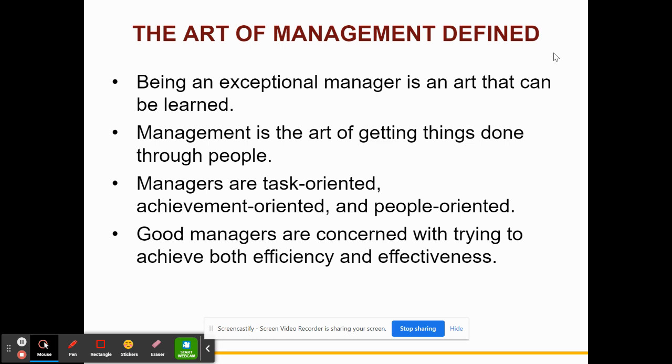Today, the climate has definitely shifted, where managers almost have to be more of a teammate than a boss, or a coach, where it's a lot of working together now to keep your people happy. It's just a different era where managers have to be more mindful of the fact that they have to be people-oriented individuals as well. And then our last key point there: good managers are concerned with trying to achieve both efficiency and effectiveness. All right.